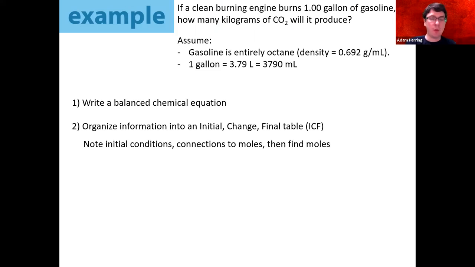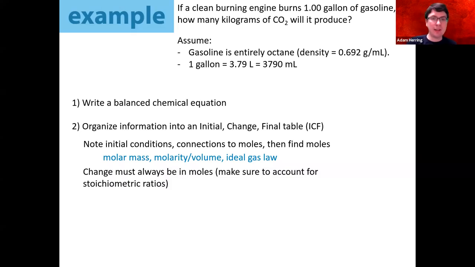Within this table, we want to note whatever initial conditions were given. So for us, we are given information about the number of gallons of gasoline. We need to make connections between those initial conditions to moles, and then we need to find the moles. So this might be using the molar mass if we're given the mass of a substance. This might be using the molarity and volume if you're given either of those. This could be using the ideal gas law if you're given the pressure or the volume of a gas.